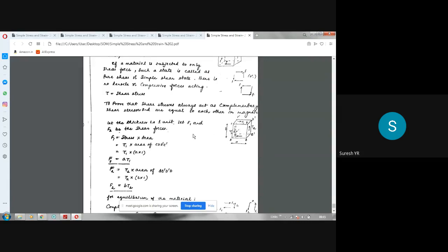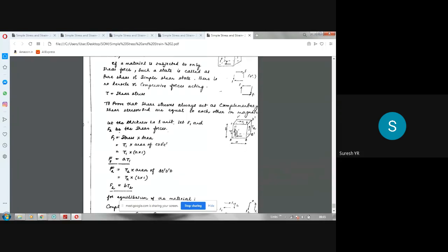Let the thickness be 1 unit. This is the thickness, CC dash or DD dash or BB dash or AA dash. I will take the thickness as 1 unit, just for the derivation purpose. So I will take AB equal to A, and AC equal to B. It's a rectangular block.